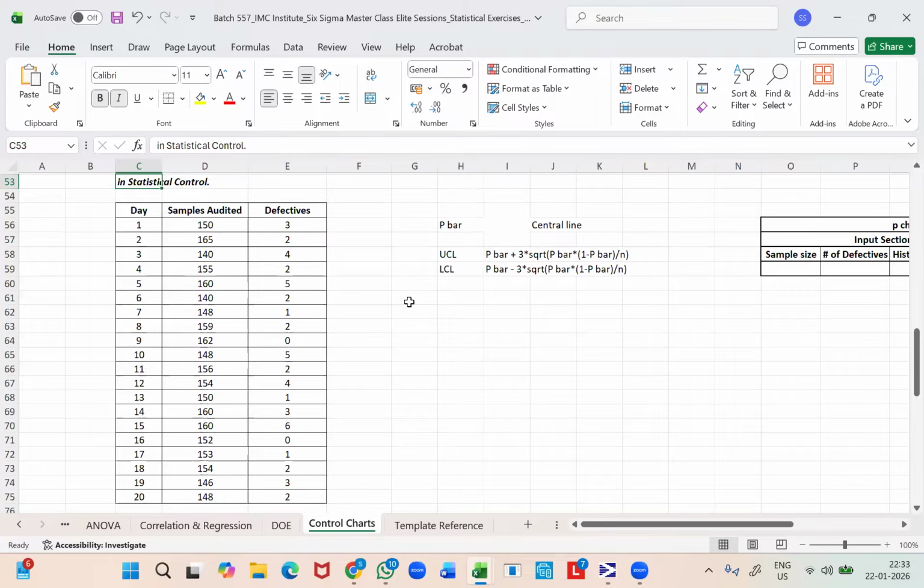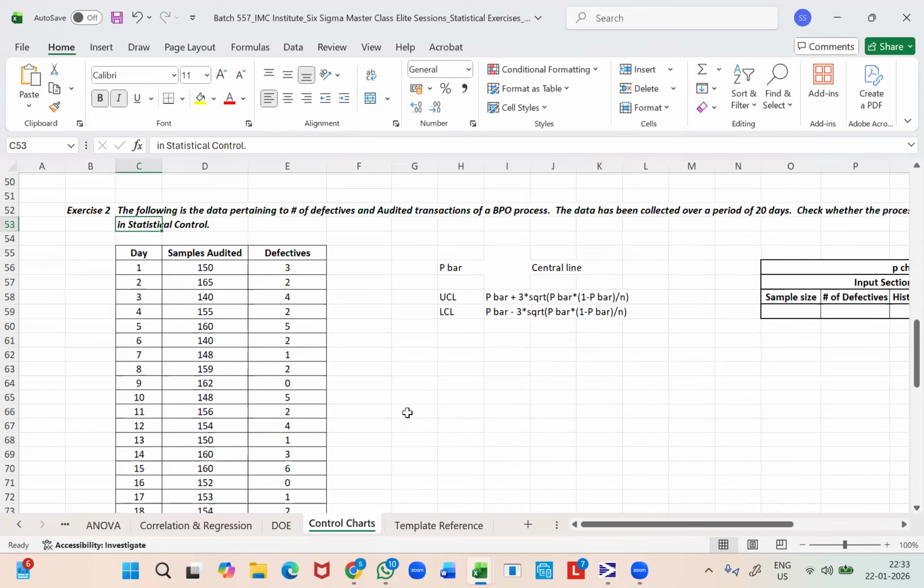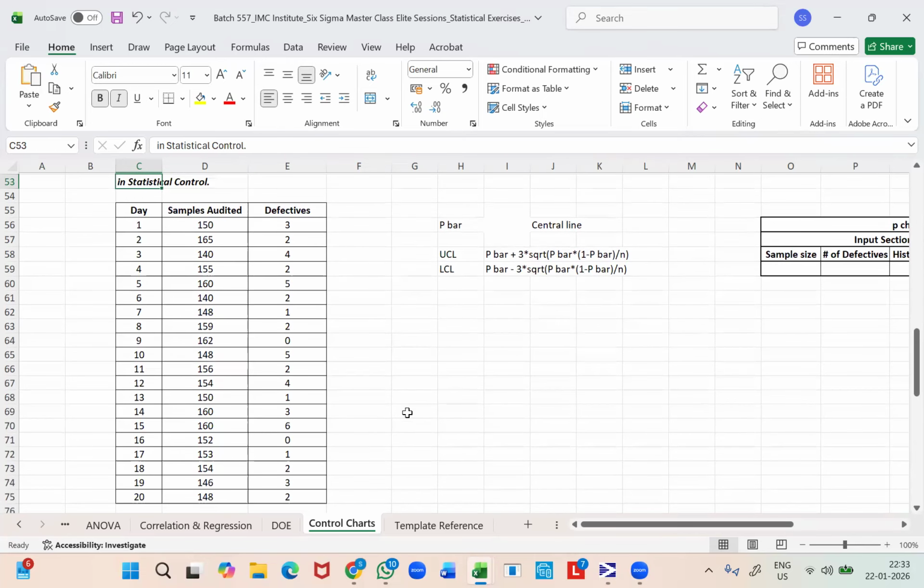So which chart will you use? We will use the P chart for this scenario. The data has been collected over a period of 20 days, and we have been asked to check whether the process is in statistical control. So for defectives data with a varying sample size, we will use the P chart.